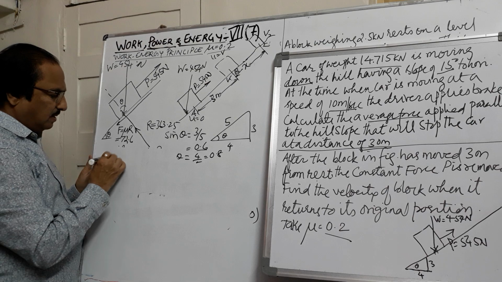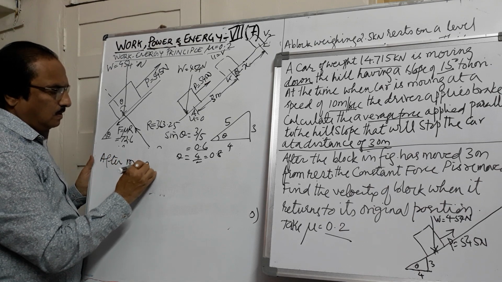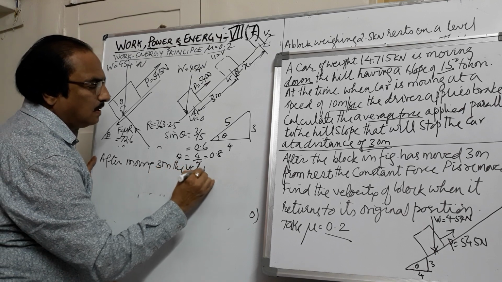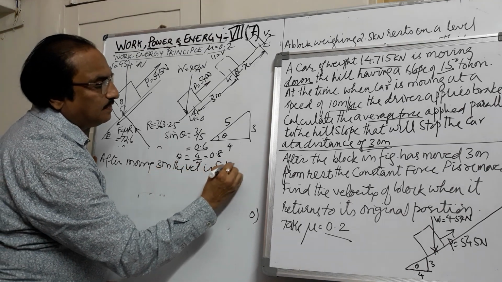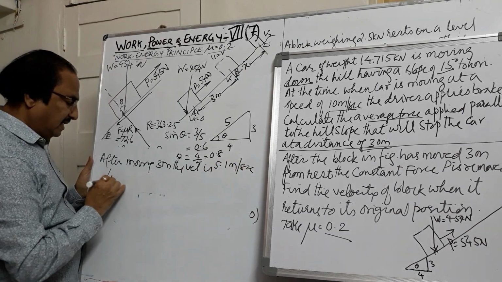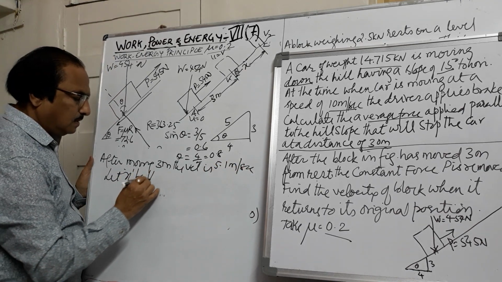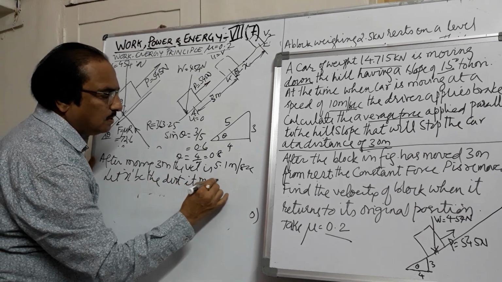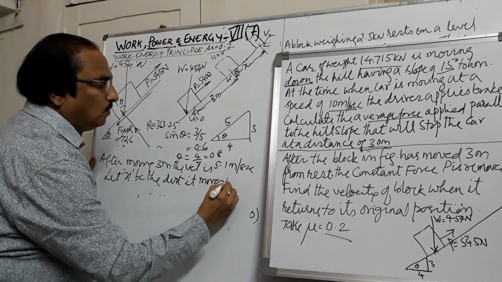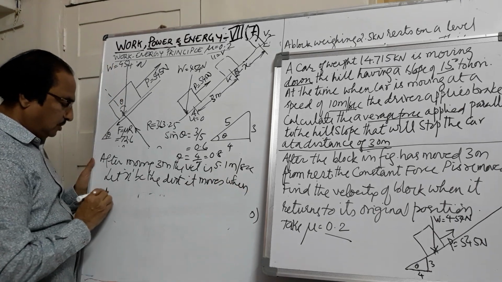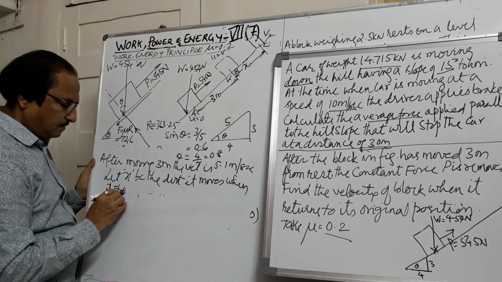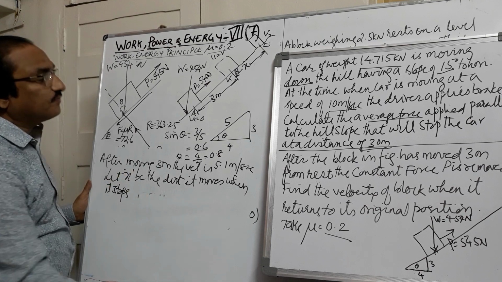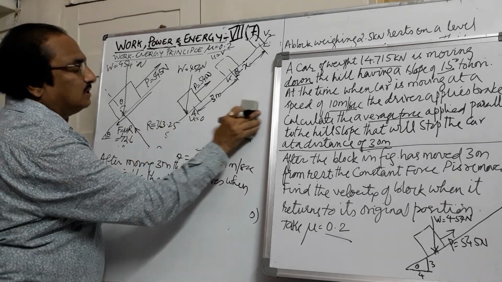So after moving 3 meters, the velocity is 5.1 meter per second. Let x be the distance it travels when it stops. So here at this position, if I draw the free body diagram again, let me remove this.